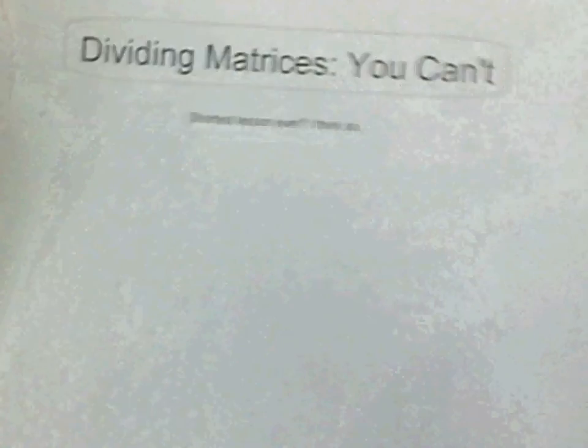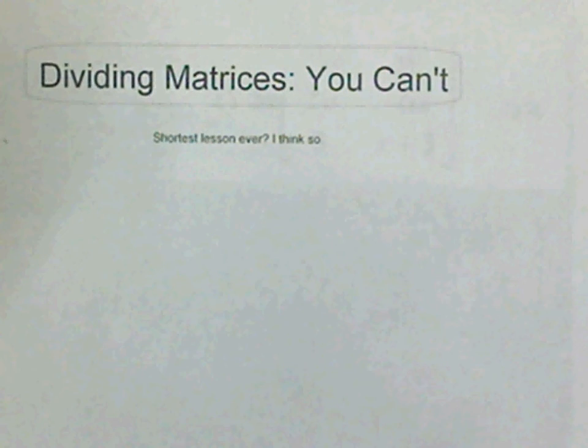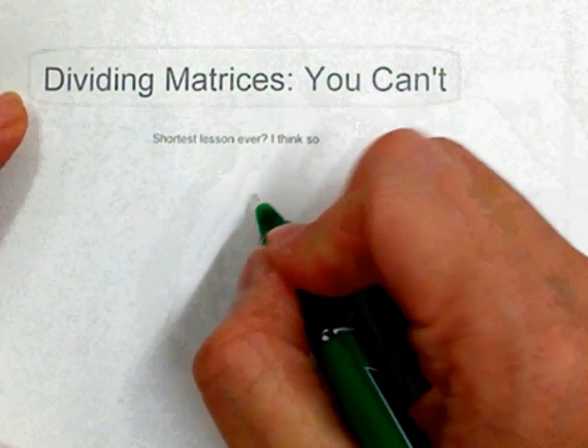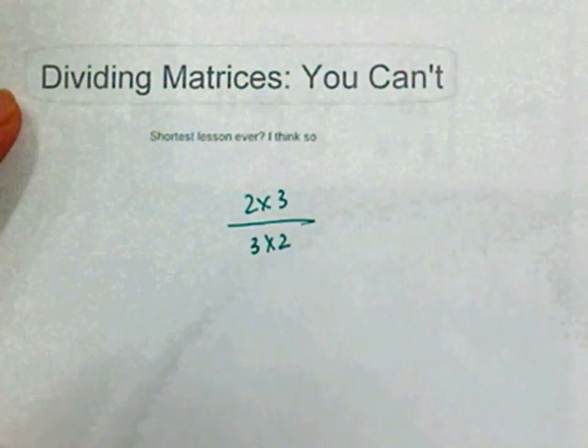In dividing matrices, you can't. You can never divide matrix. You can't have a 2 by 3 divided by a 3 by 2 or whatever. Can't divide, okay? All right, so here's your assignment for 3-3.